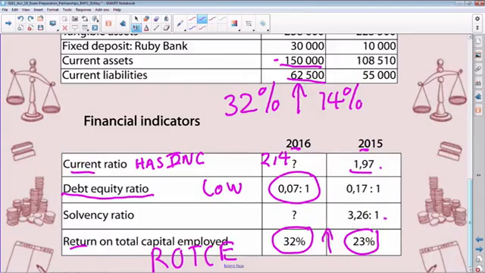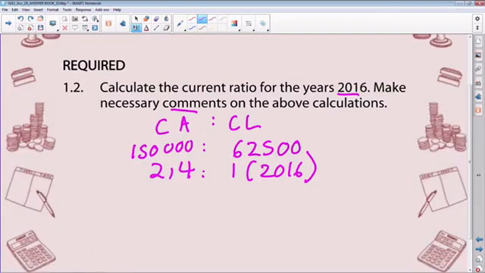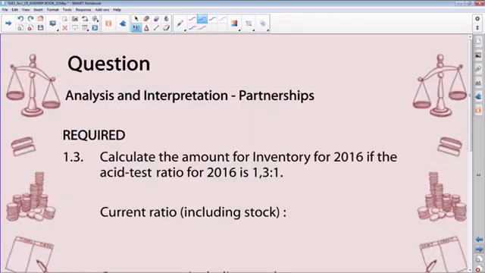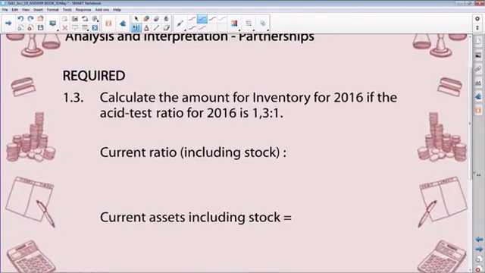Okay, right, now let's move on to the next question, which is slightly more challenging than the question that we've just done. Okay, so back to our answer sheet. Let's now look at 1.3. And I'm hoping that you've seen this question before, because it's quite a popular question and requires you to work backwards. So where they're giving you the ratio and they're asking you to calculate something from the financial statement. So let's see exactly what they want us to calculate.